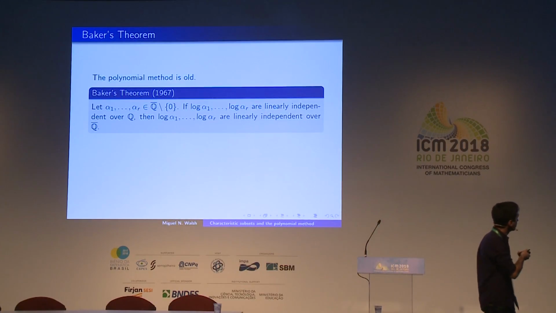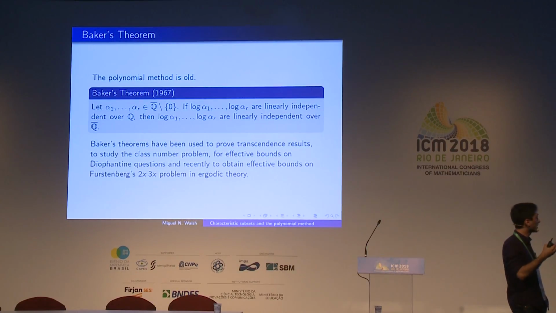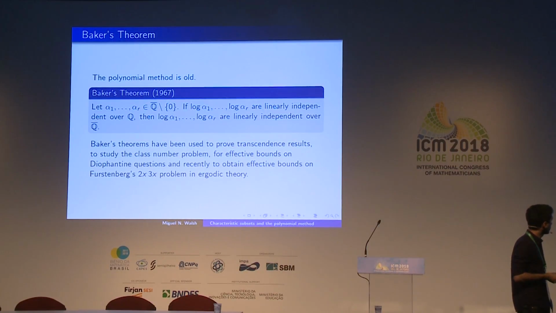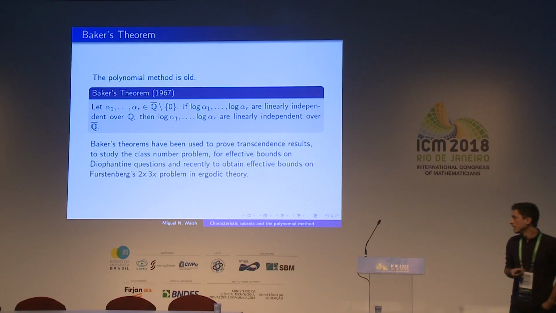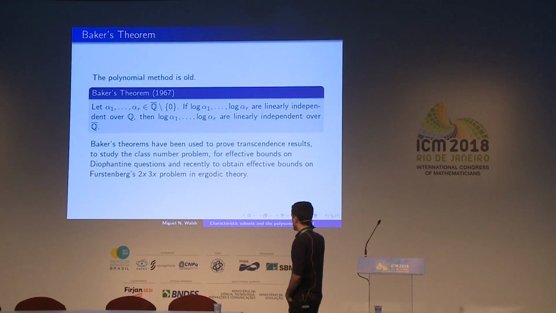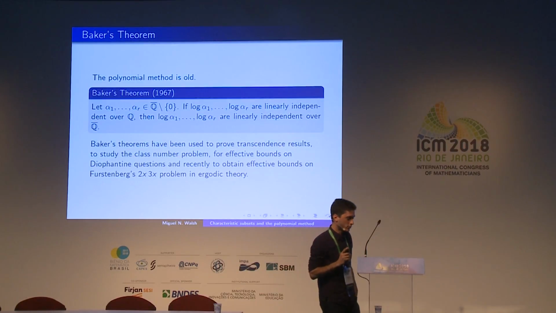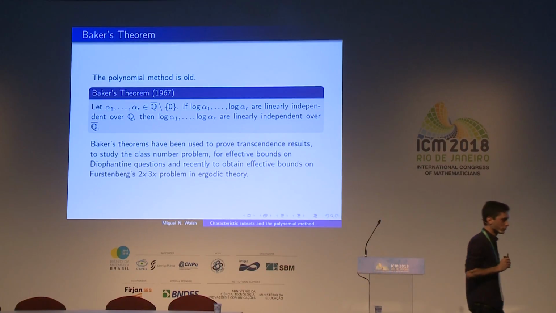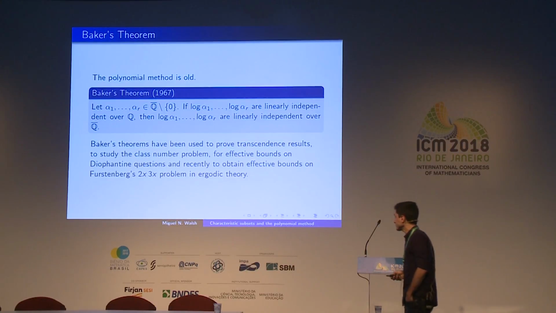So, of course, this result had a lot of applications. It was used to prove transcendence results, to study the class number problem, for effective bounds on Diophantine questions, and recently even to obtain effective bounds on Furstenberg's times 2 times 3 problem in ergodic theory. The latter is a paper by Bourgain, Lindenstrauss, Michel, and Venkatesh, which is, if you think about it, a paper with three co-authors that are Fields medalists, which I will venture is an odd thing. And these are a lot of different applications that this result has. Of course, a very fundamental result, because Baker was given the Fields medal because of this work.